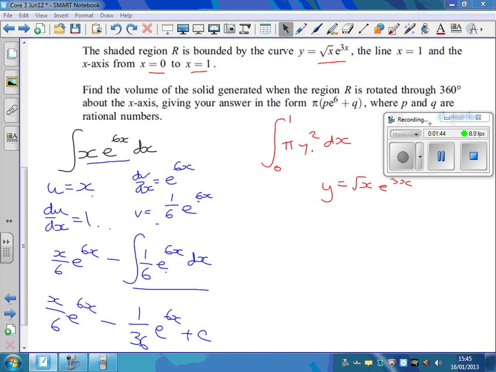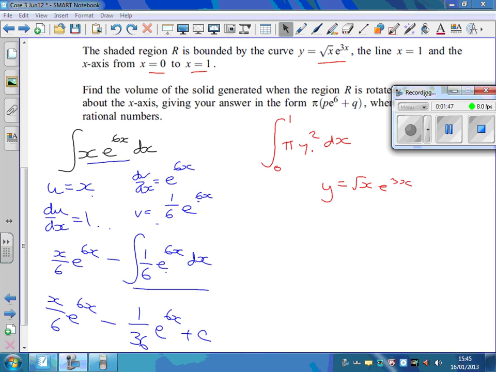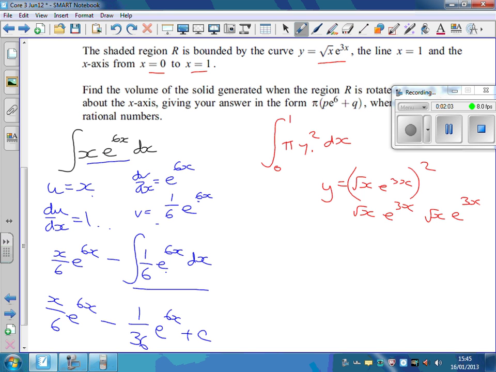Move that out of the way. What I want to do now is actually want to square this thing. So I'll take my time on this because a lot of people got this wrong. I've got square root of x e to the 3x times by itself, square root of x e to the 3x. So of course, square root of x times the square root of x is x, and e to the 3x, well, you add the powers here, we've got e to the 6x.